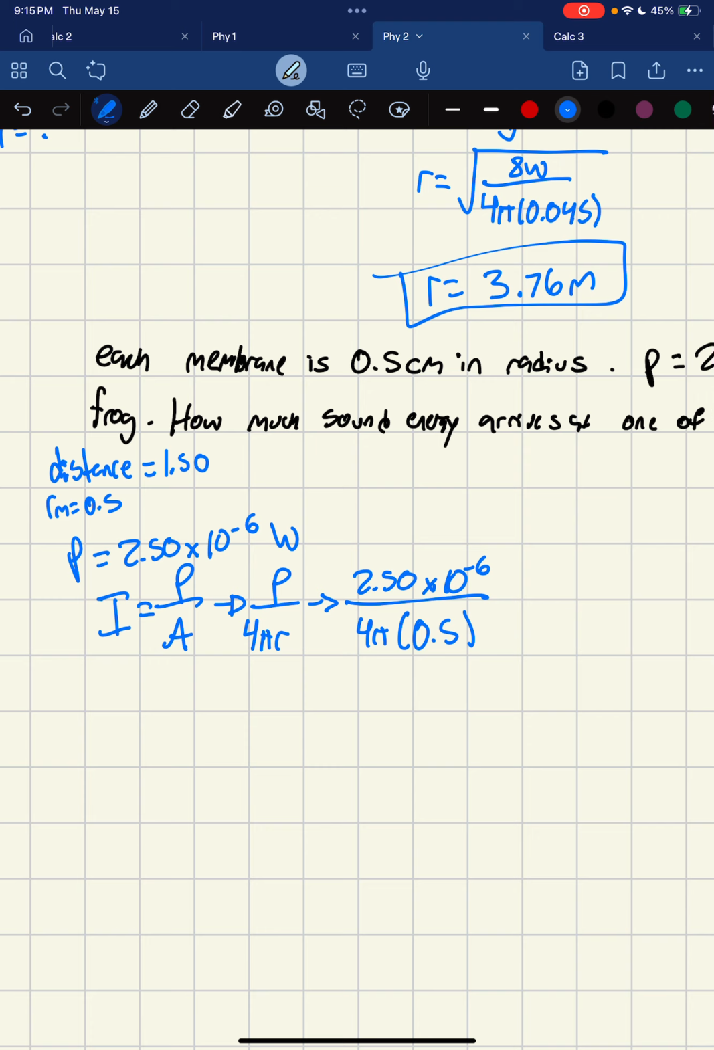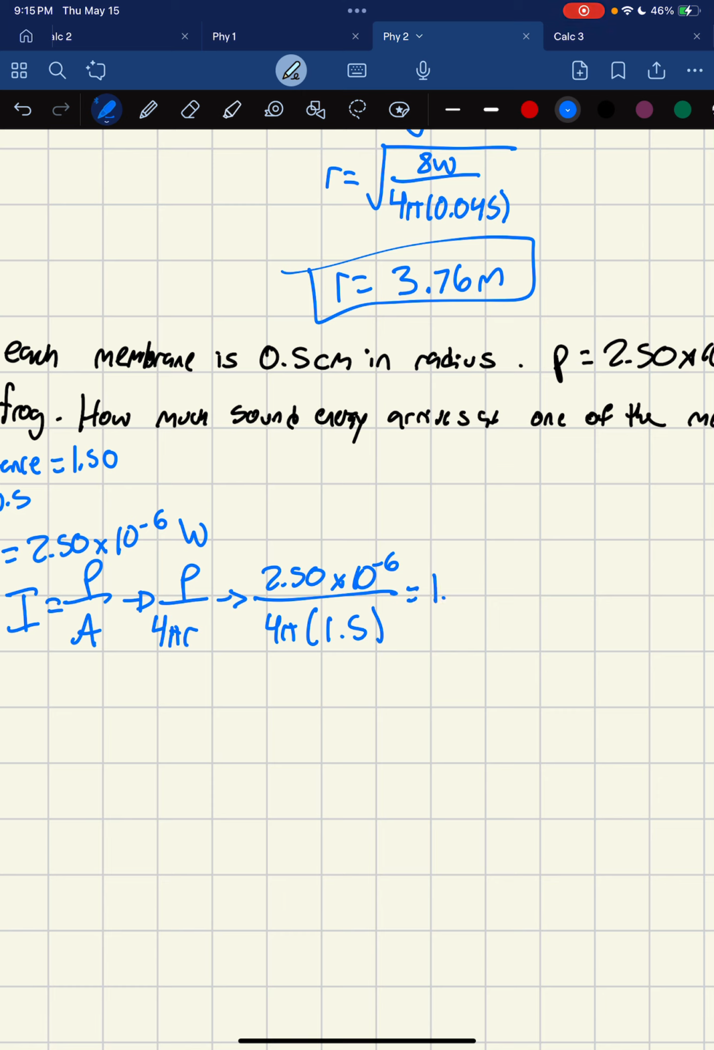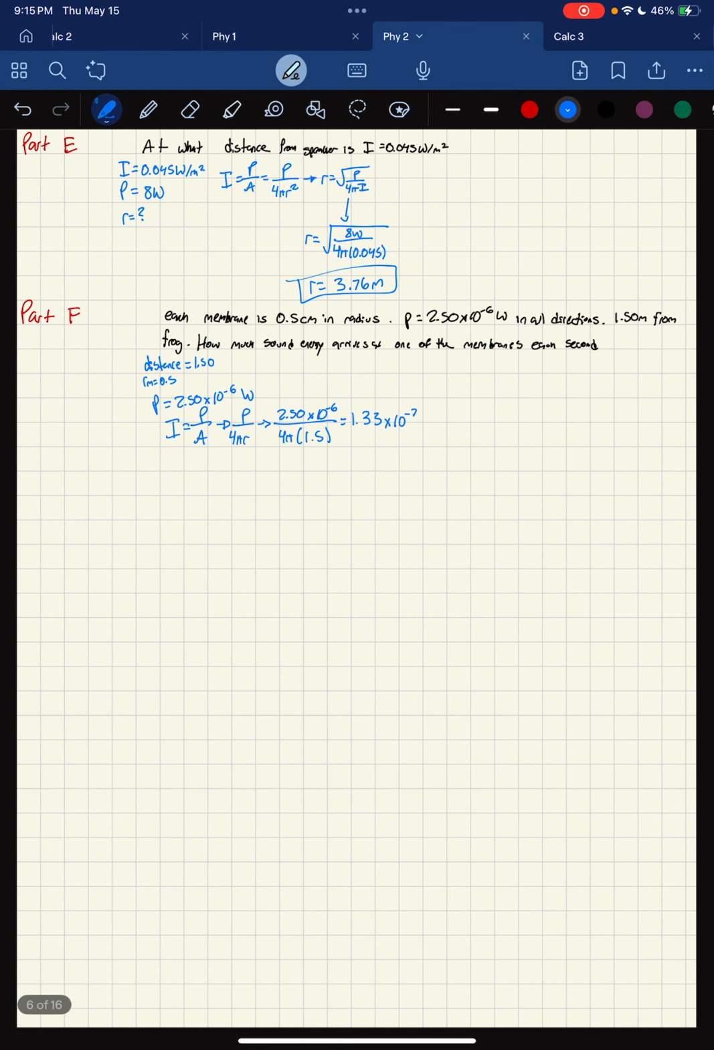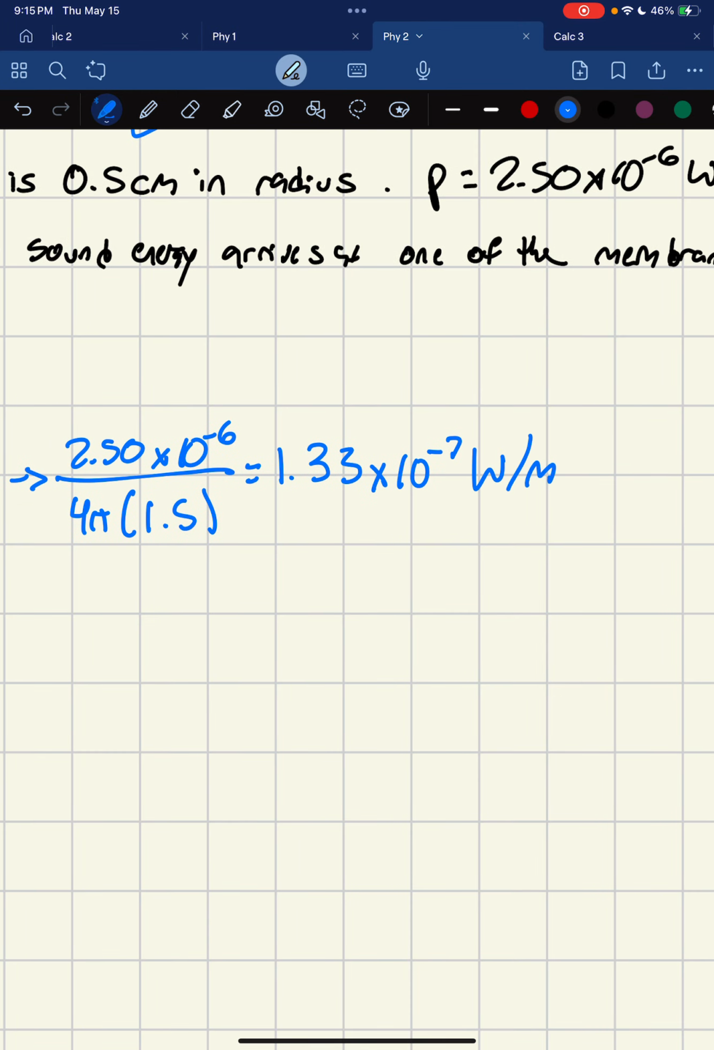So I'm solving for the sound intensity. I'm using the distance, so it should be 1.5. So I put this in my calculator: 2.50 times 10 to the power of negative 6 divided by 4 pi times 1.5 squared. And I get 1.33 times 10 to the power of negative 7. So this will equal my sound intensity, in watts per meter squared.